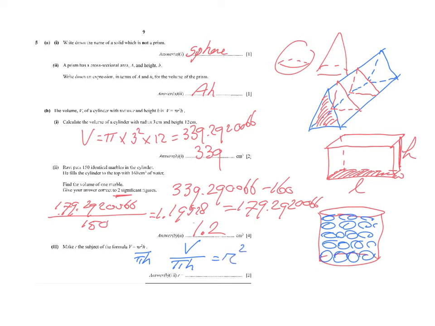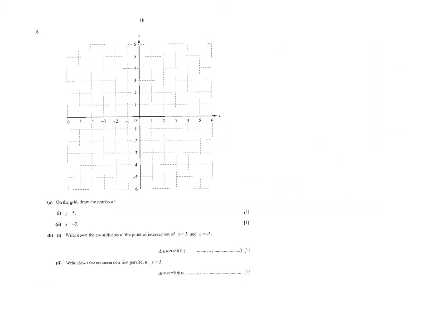Okay, but it says r squared, so how do we get rid of the squared? Doing the opposite. So square roots of V over pi h. A little bit messy there, I do apologize, but I hope you can read that. So r equals the square root of V over pi h. Great, let's go to the next question, question 6.